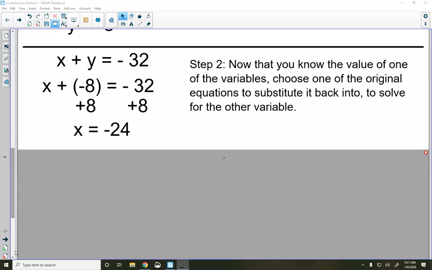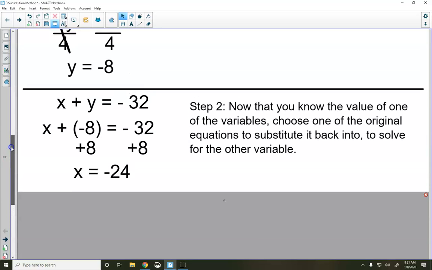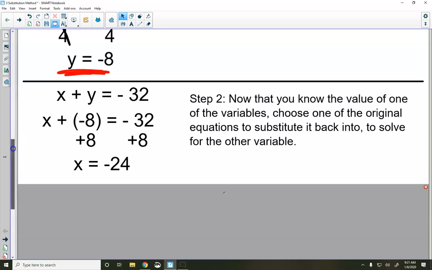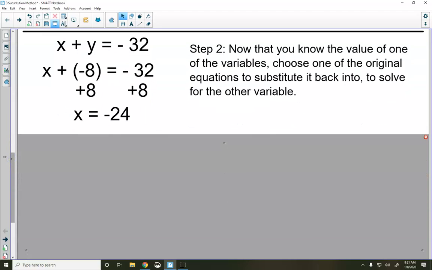All right. So step 2, now that you know the value of one of the variables, you can choose one of the original equations to substitute it back into and solve for the other variable. So if I take x plus y equals negative 32, which is one of the original equations, and I substitute negative 8 in, because I now know that y equals negative 8. So I'm going to substitute negative 8 in for y. So I have x plus negative 8 equals negative 32.